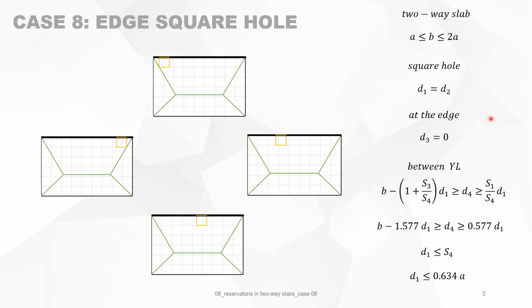Now let's look at those different conditions. You can put in some numbers here. So then you see that D4 must be between this value and this value. And of course, D1 is always smaller than S4, which means that D1 is smaller than 0.634 times A. By using this rule, you see we have a certain reservation in the hole on the left-hand side, not cutting the yield line, and it goes further up to the end. So that's a type of case 8 reservations in slabs.